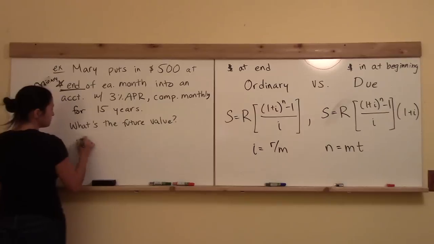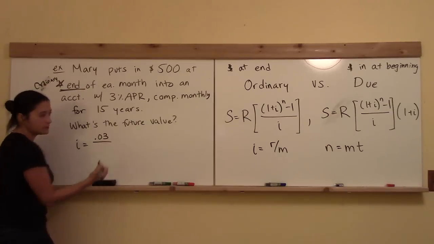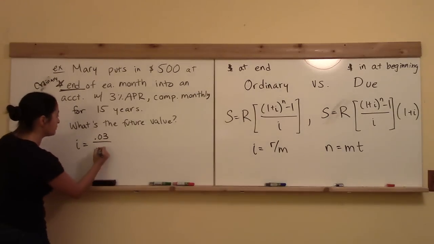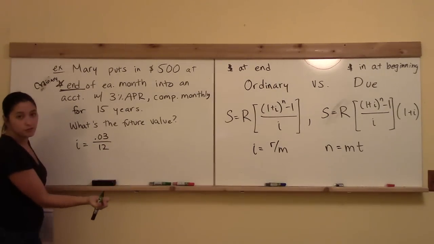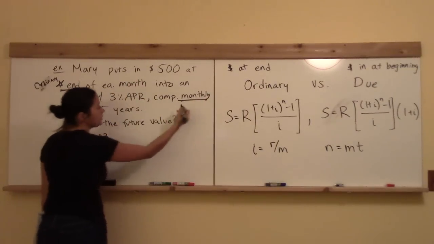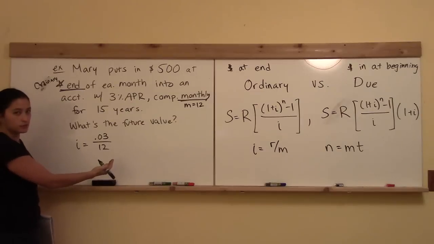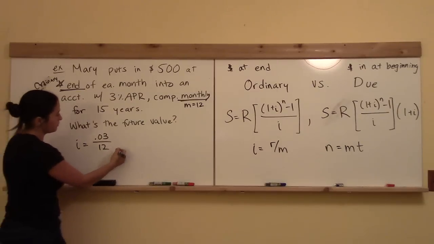Okay, and now don't forget we have to get the I here. The I is going to be the 3% written as a decimal divided by the number of compounding periods per year. And then you have to look for another keyword, the word monthly that appears here and also right here tells us that the M is equal to 12. So the periodic interest rate here is 0.03 divided by 12.